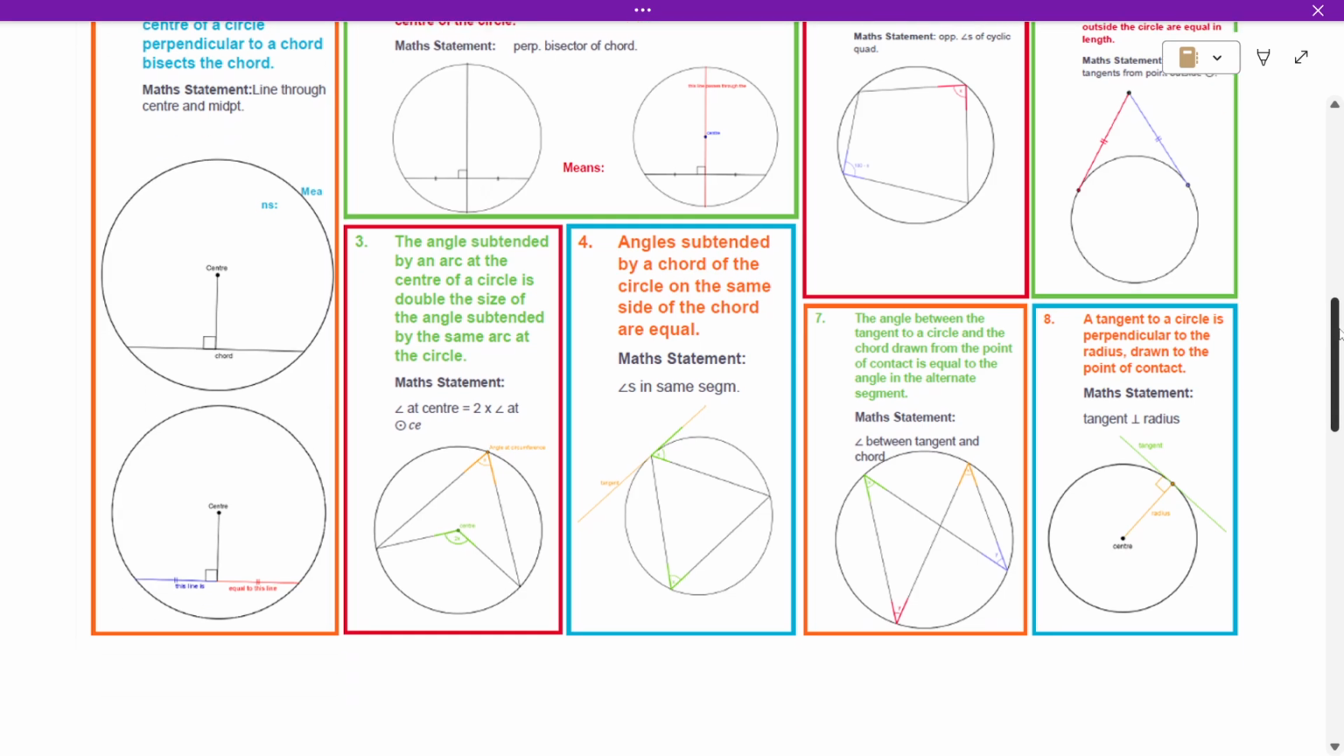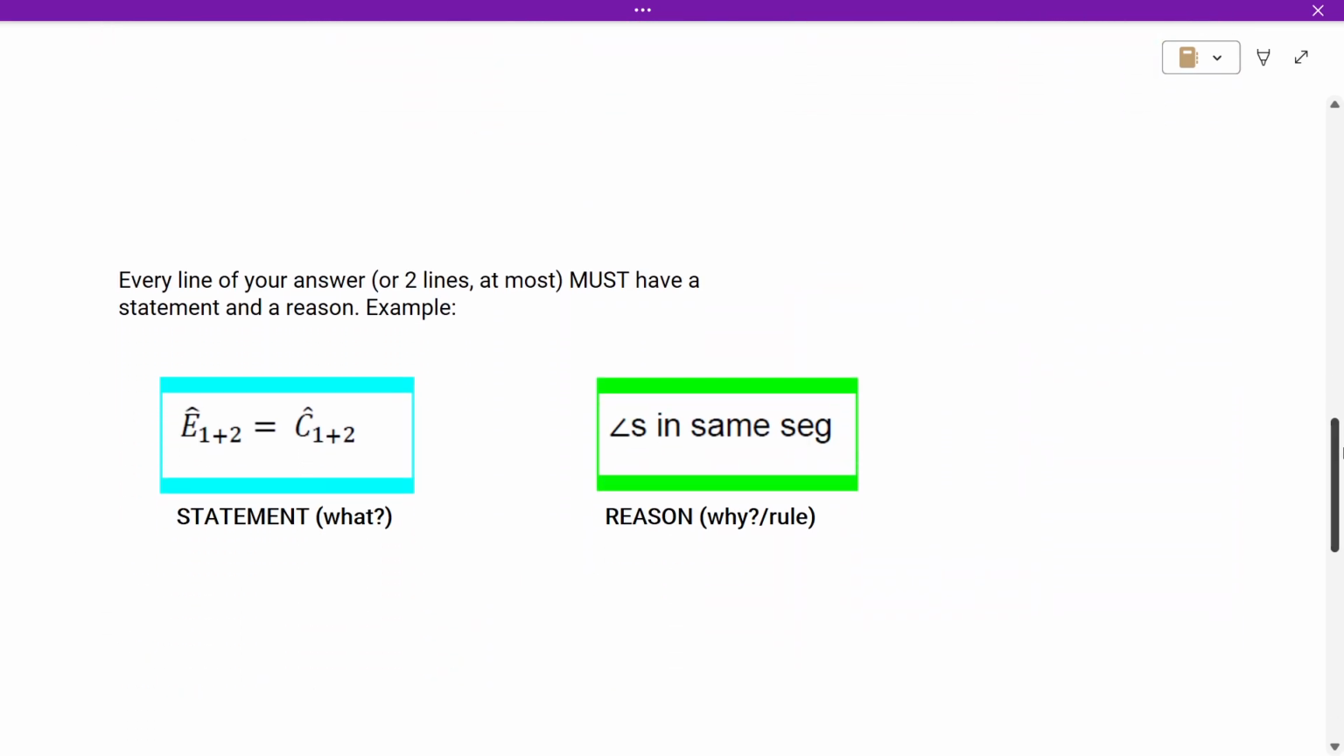Right, let's carry on. Another important part of Euclidean geometry is to know the format of your answer. Every line of your answer, or 2 lines at most, must have a statement and a reason. Now, here's an example. The statement would be the what. In other words, what is the thing, the angles, the lines you are referring to? Now, over here, for example, it says angle E1 plus 2 is equal to angle C1 plus C2. Cool. Why? Well, because of angles in the same segment in this example.